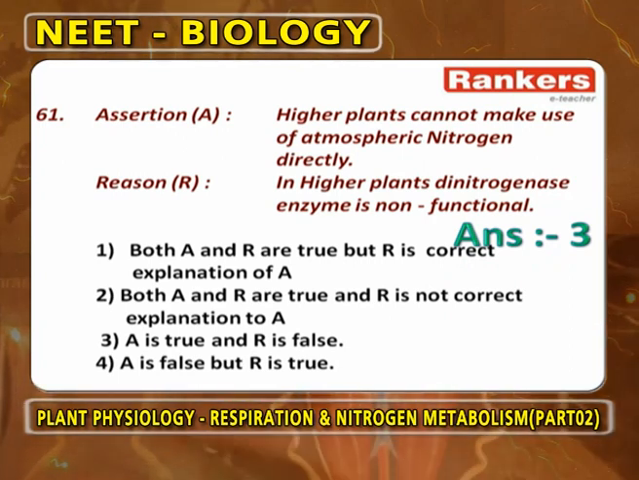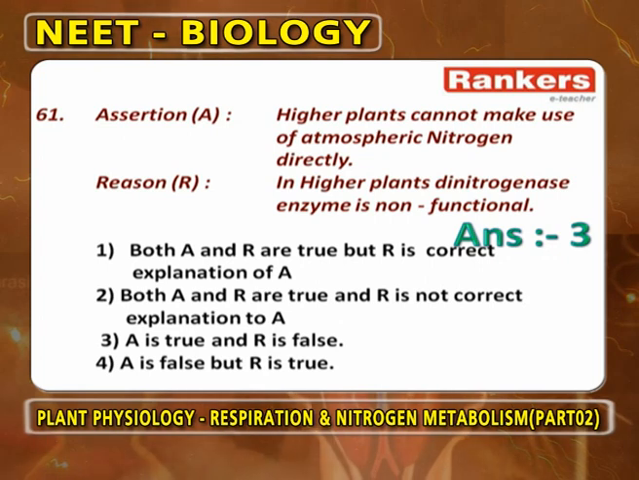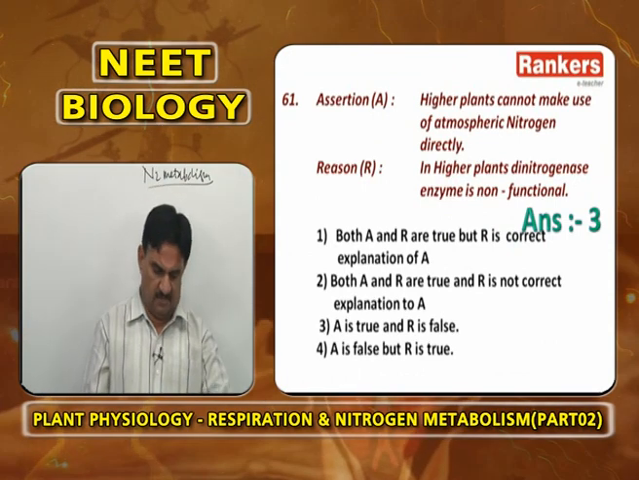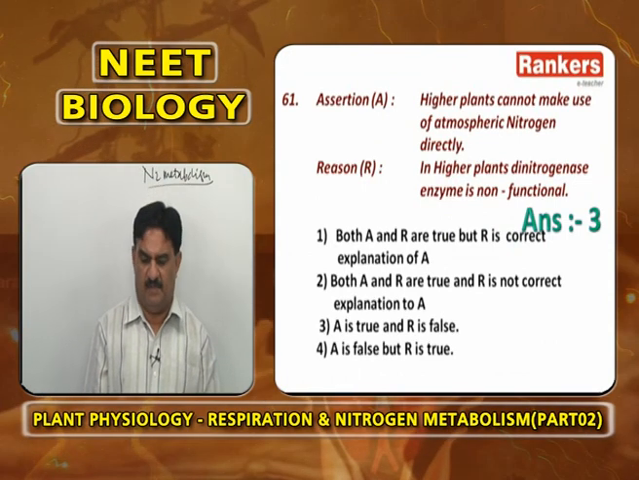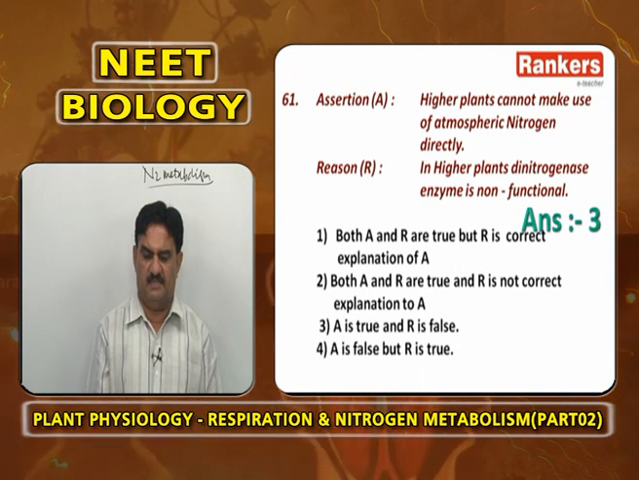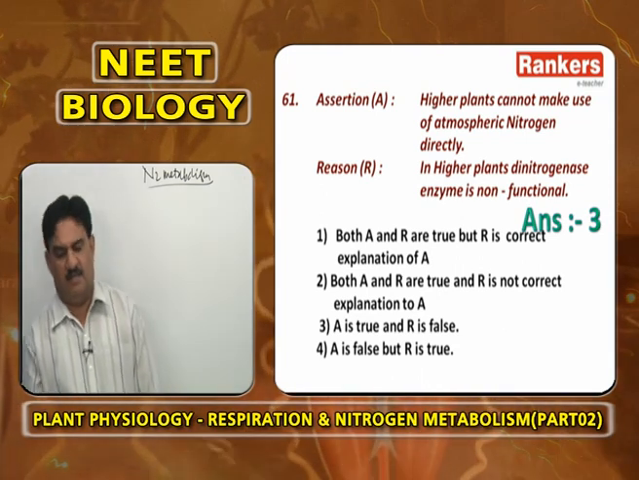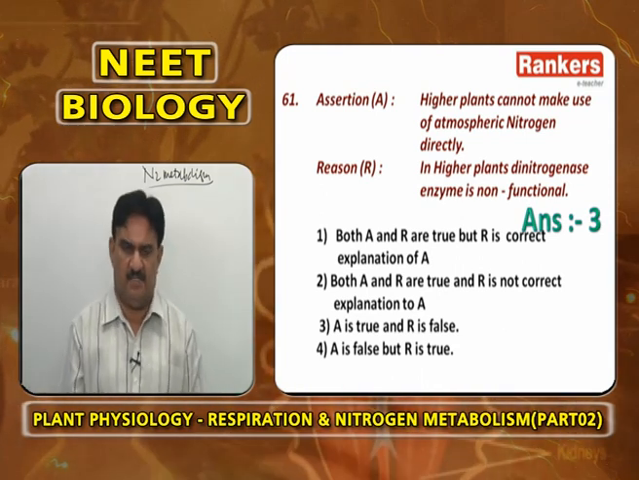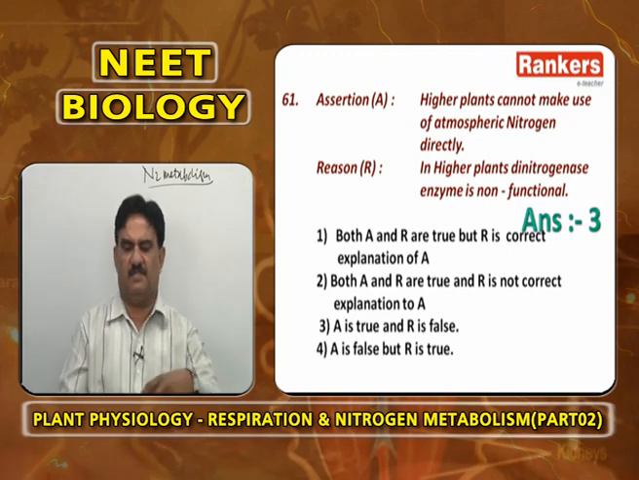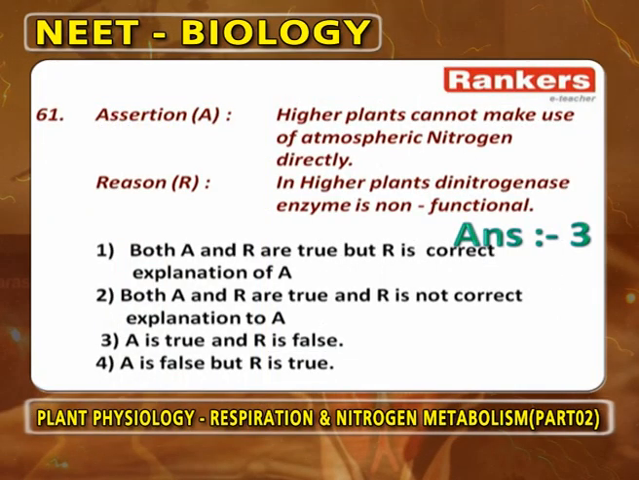Higher plants cannot make use of atmospheric nitrogen directly. Just now I told why: dinitrogen has a very strong triple bond which is broken only by dinitrogenase. In higher plants, dinitrogenase is absent. How is it non-functional? So A is true, R is false. Third option.